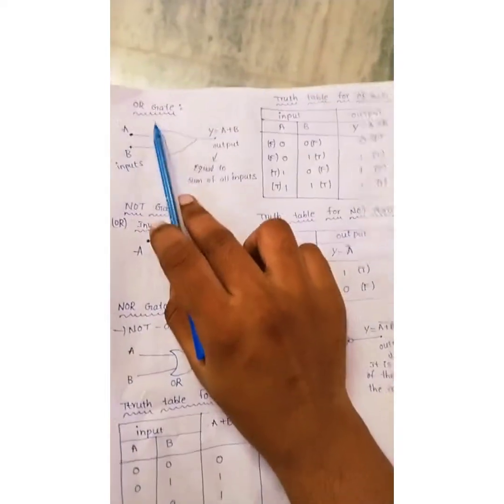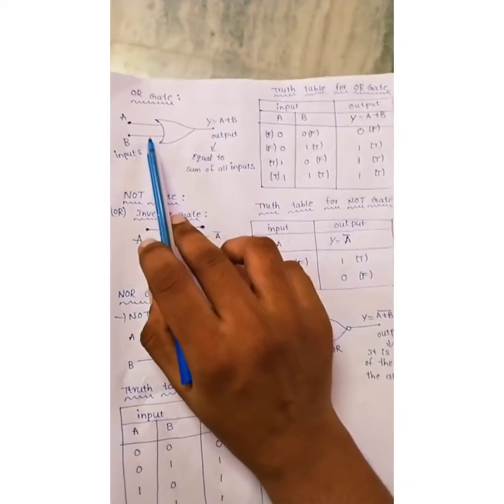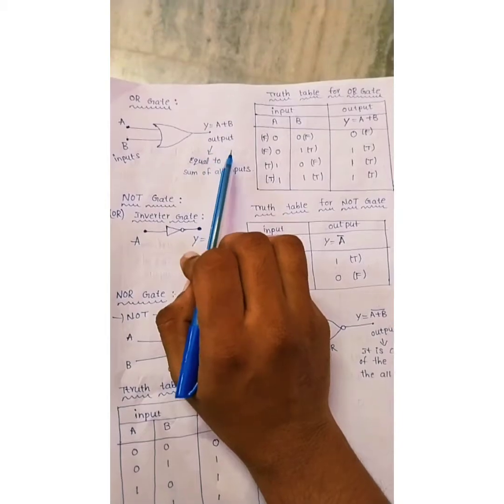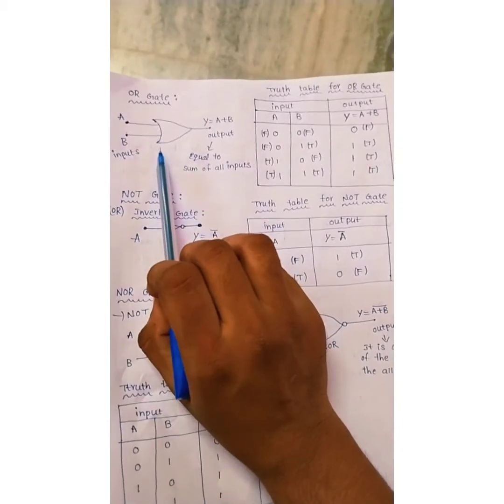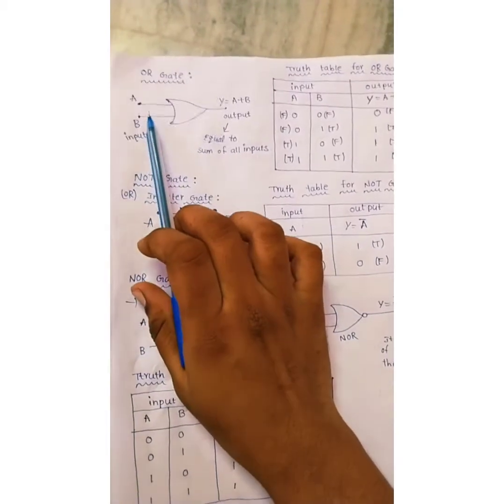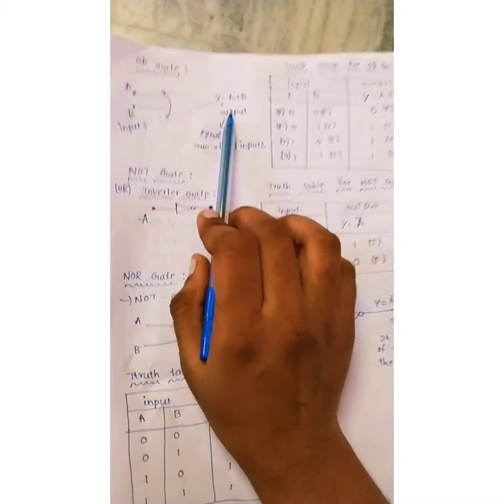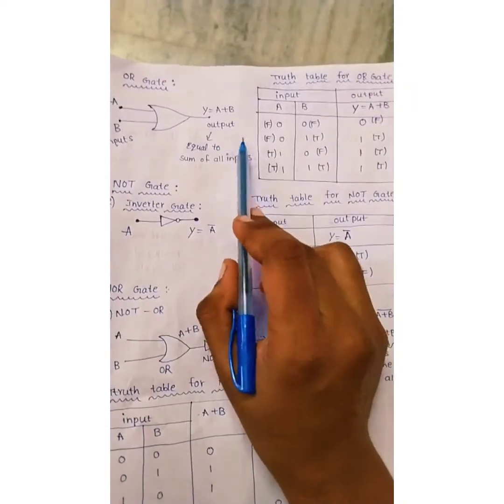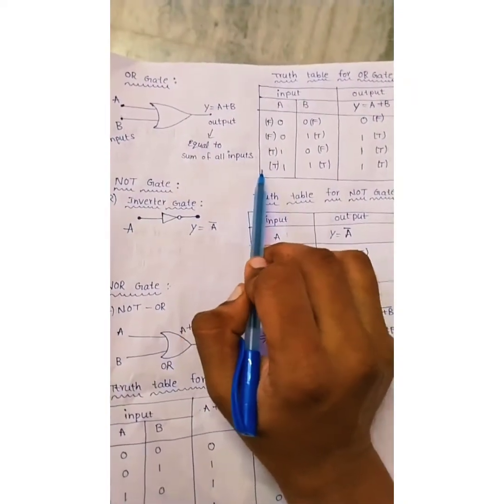Next one is the OR gate. The OR gate takes two inputs and also produces only one output. Here we see the logic symbol of the OR gate. Here we take inputs A and B and it produces the output y equal to A plus B. Here we are adding the inputs. The output is equal to the sum of all inputs.